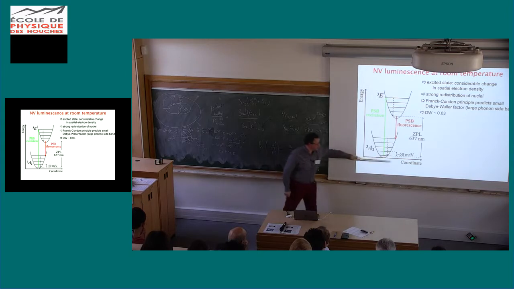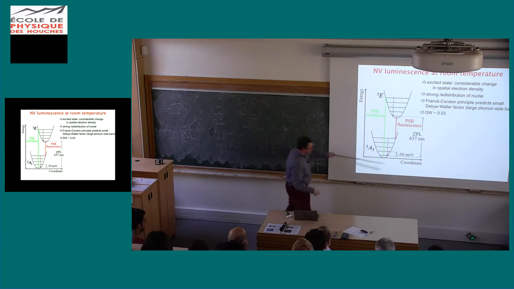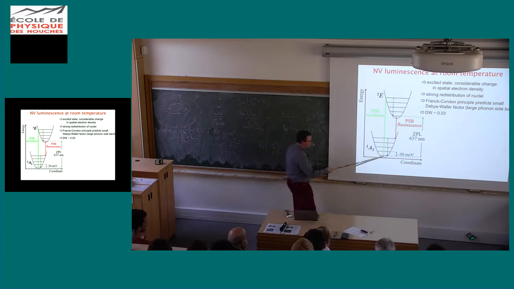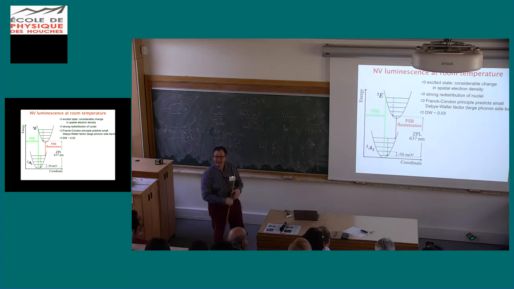state as a function, for instance, of the mean position of the electrons associated to the NV centers. And then I will have quantified harmonic oscillator states in these confining potentials. And again, between the absorption of a photon and its emission, I will have a strong redistribution of the nuclei that defines the NV centers.